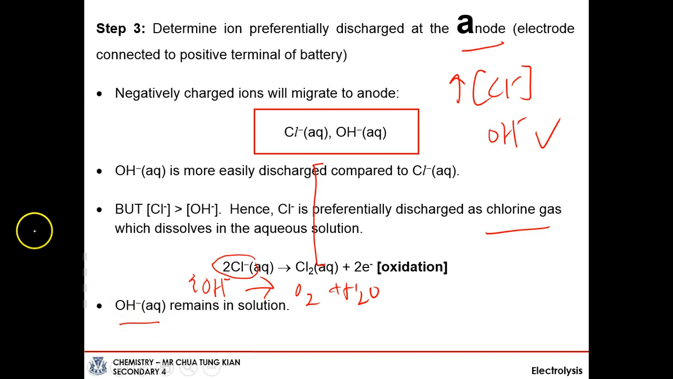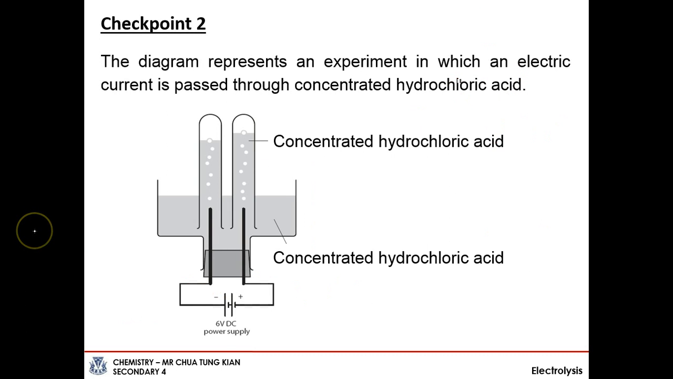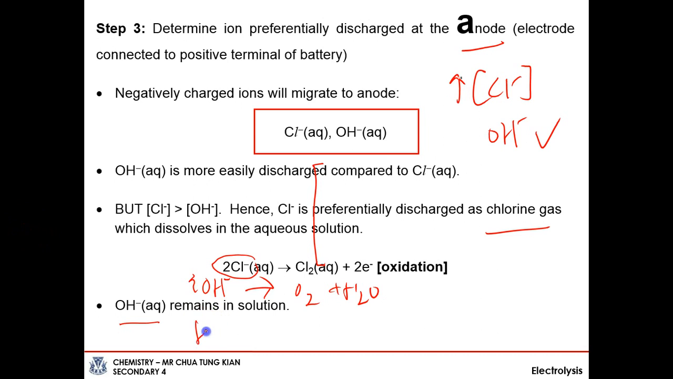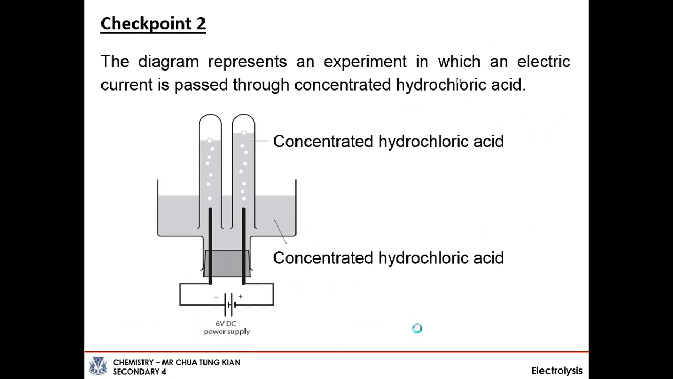So at the end of the day, what do you get? You get H2 gas at the cathode, and you have Cl2 gas at the anode. Okay, so take a while to think about this, because questions usually involve asking you to compare between the products that are discharged for a dilute and a concentrated solution. Okay, so now let's move on to checkpoint 2. Pause the video now to attempt the checkpoint. Continue the video once you are done.